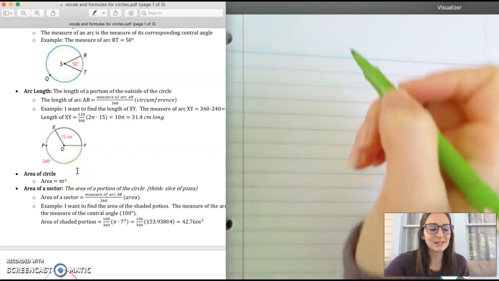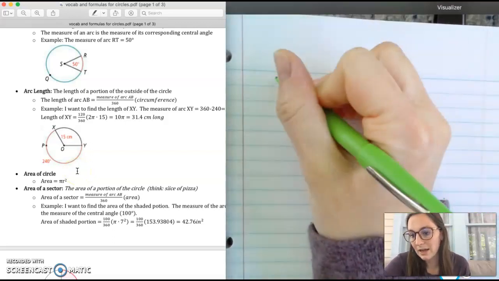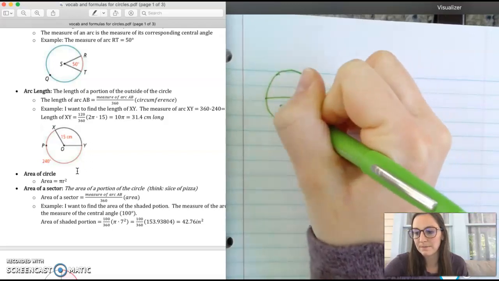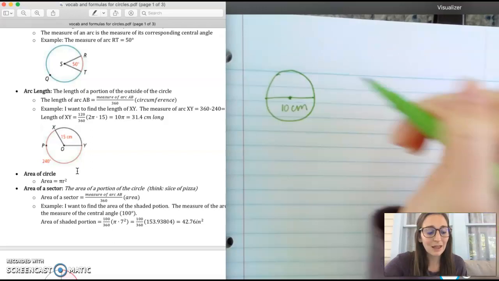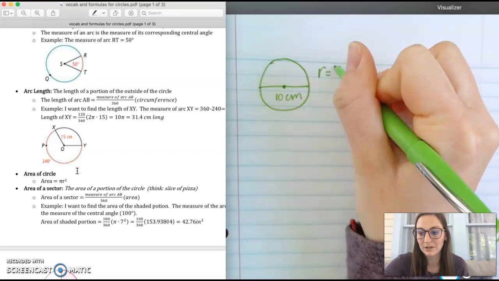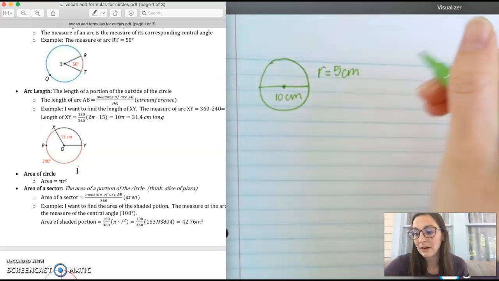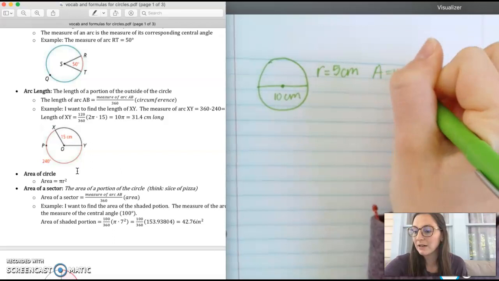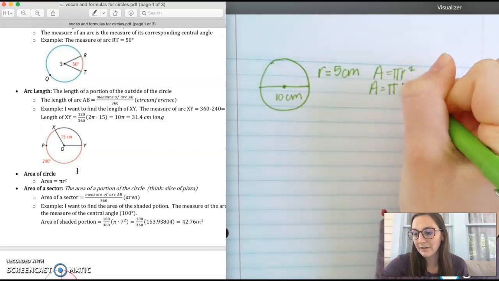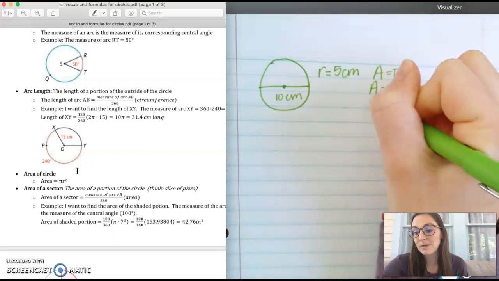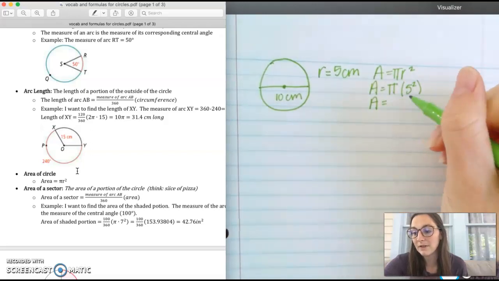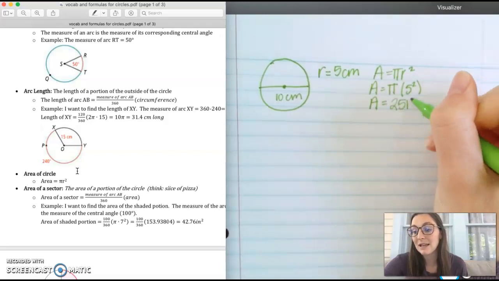So let's say we have a circle here and we have a diameter of 10 centimeters. So there's my diameter. And so if I have a diameter of 10 centimeters, then my radius is 5 centimeters. So then I just need to plug it into area equals pi r squared. And so area equals pi, my radius is 5. So if I were to leave this in terms of pi, then my answer would be 25 pi centimeters squared.